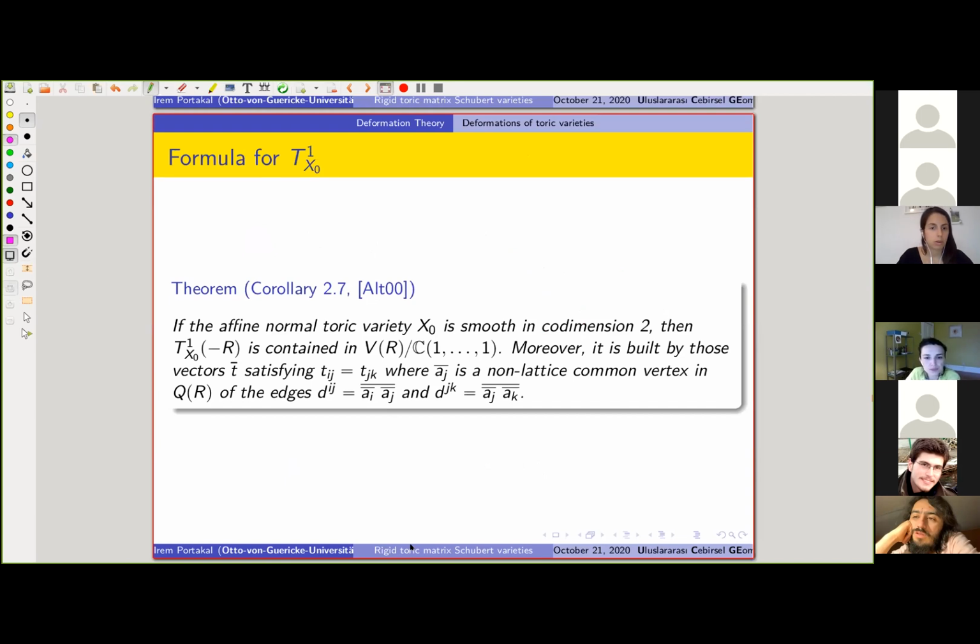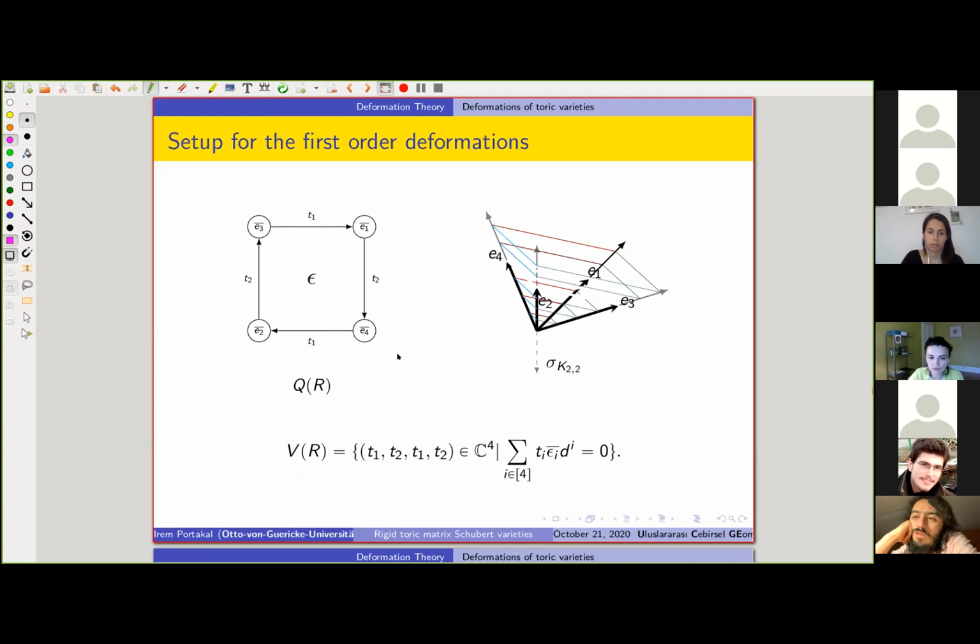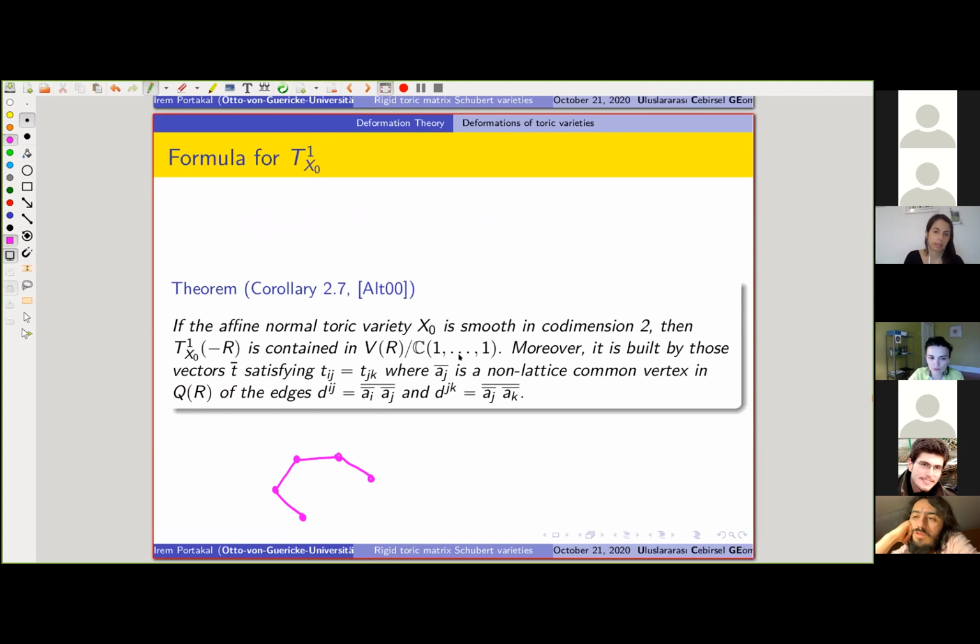And one more corollary about this technical theory is that if you have a toric variety which is smooth in codimension 2, then things are easier. Remember you had this crosscut, the compact 2-faces and the crosscut. And they say, okay, this T1 space is contained in this V of R, which was looking like this, quotient out by the same ones. Moreover, it's built by those vectors satisfying the following.